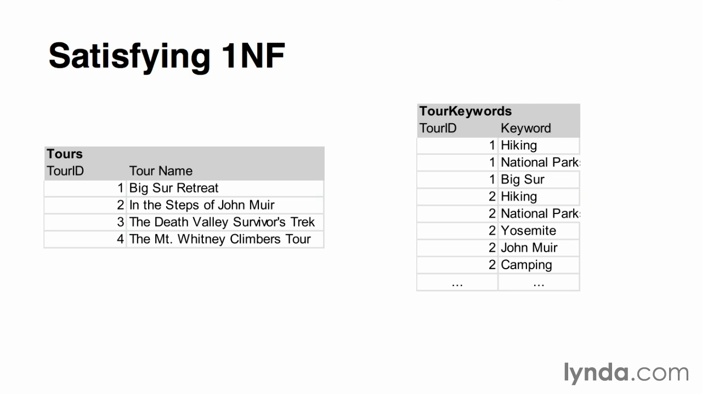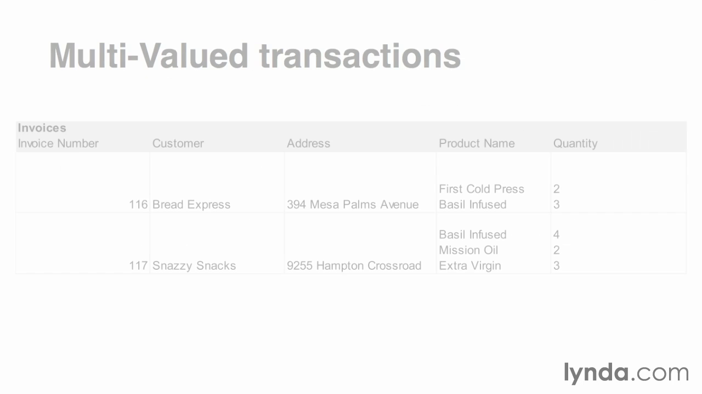For instance, Big Sur Retreat is tour ID number 1, and if I go to the keyword table, I can quickly see that it is associated with hiking, national parks, and Big Sur. As a secondary advantage to this setup, you'll notice that if we need to add a fourth keyword to Big Sur Retreat, say picnicking, we don't need to add a column to our table. It simply gets added as a new record in the keyword table.